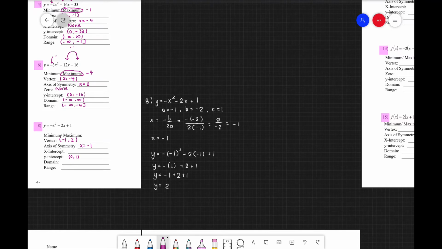My parabola is facing down because it has a negative first value. So it's a sad parabola, which means that it's going to have a maximum value and turn back around. The maximum is the y value of the vertex, which is 2. Domain and range, the domain is not going to change. Negative infinity to infinity. And then the range will go up to 2 and then turn around. So we have negative infinity all the way up to 2, turn back around.